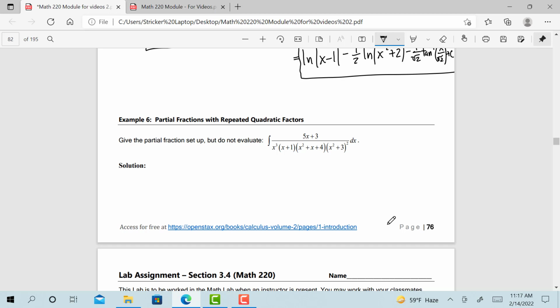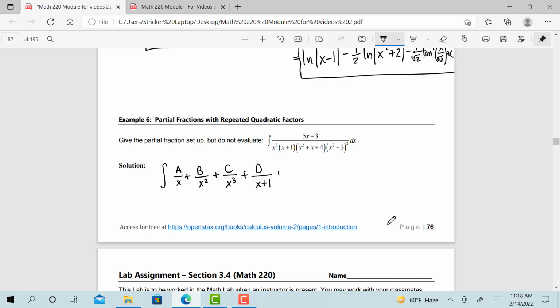Okay, so you should get, let's start with the x cubed. So that's a linear factor, but it is cubed, which means we're going to have 3 separate terms for that, right? We're going to have a over x plus b over x squared plus c over x cubed. And that's because it's a linear factor cubed. So we have to deal with the x squared and the x cubed. The next one is a linear factor, x plus 1. So we have d on the top. That's constant over x plus 1.